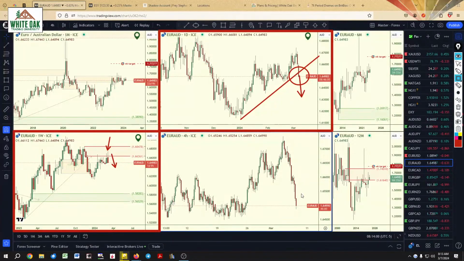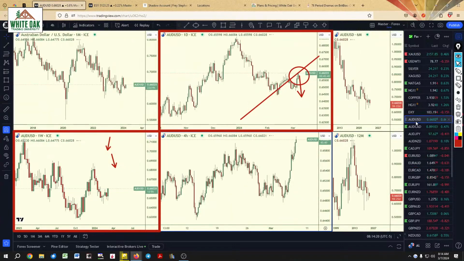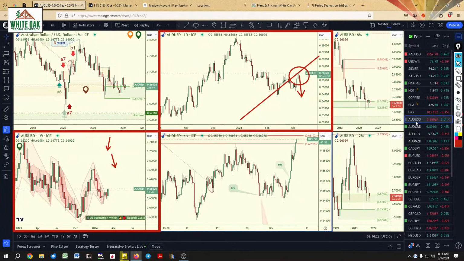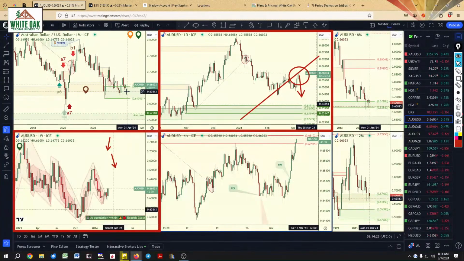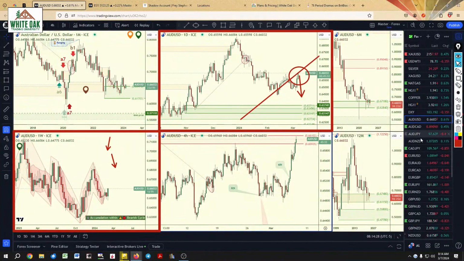So is the Euro-Aussie indicating to us that pressure to the downside is in the future for the euro? Likely, yes, likely. Because remember, for the Euro-Aussie to drop, the euro has to be weak or the Aussie has to be strong. Okay, let's switch to the Aussie really quickly. All right, we see some strength in here. Why is that? Because of the demand zone that we were talking about yesterday.